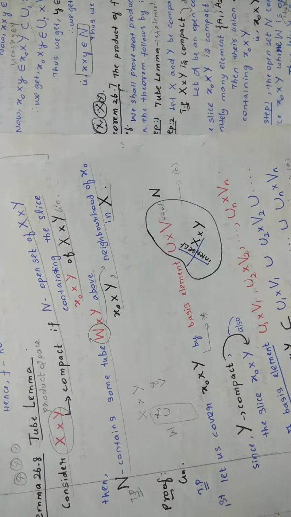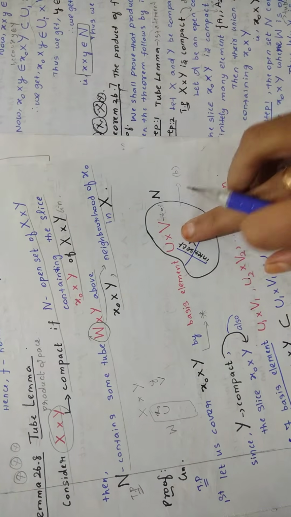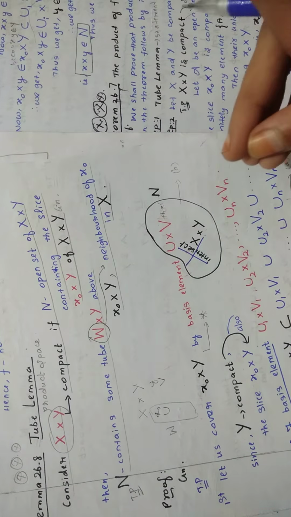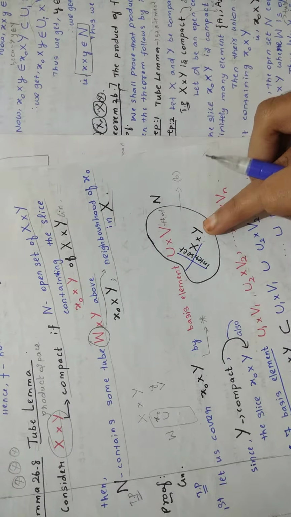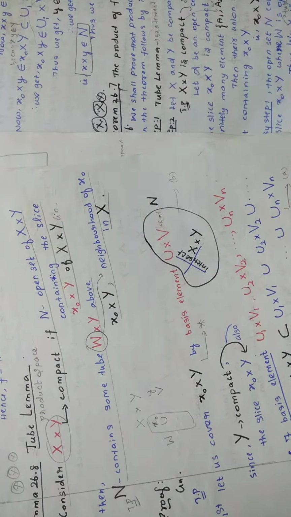What you have to do? First you have to consider a slice. The slice is X naught cross Y. You are going to cover this slice. Using what are you going to cover? Basis element. Here what is our basis element? U cross V. And that is happening with this basis element, that is U cross V intersect our product space X cross Y, and this U cross V is contained in what? Contained in N. N means what?